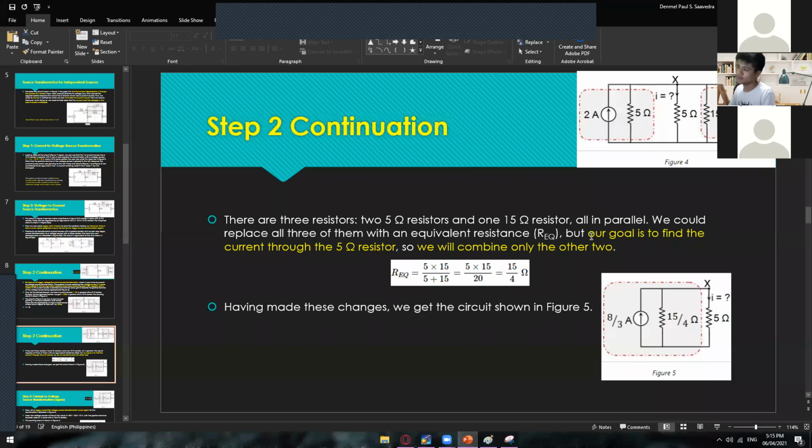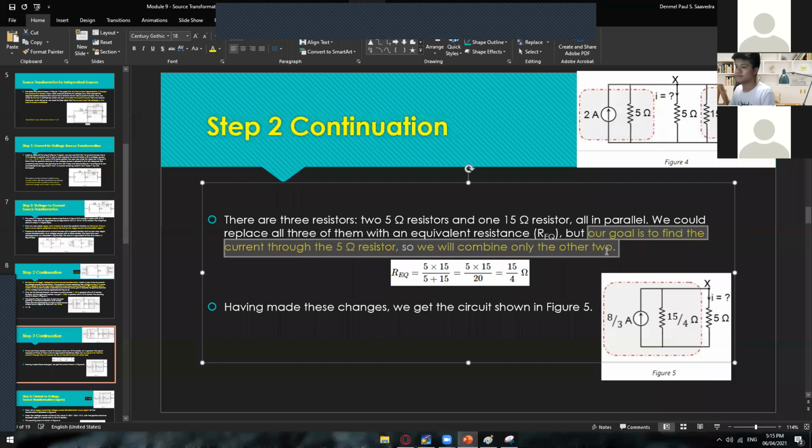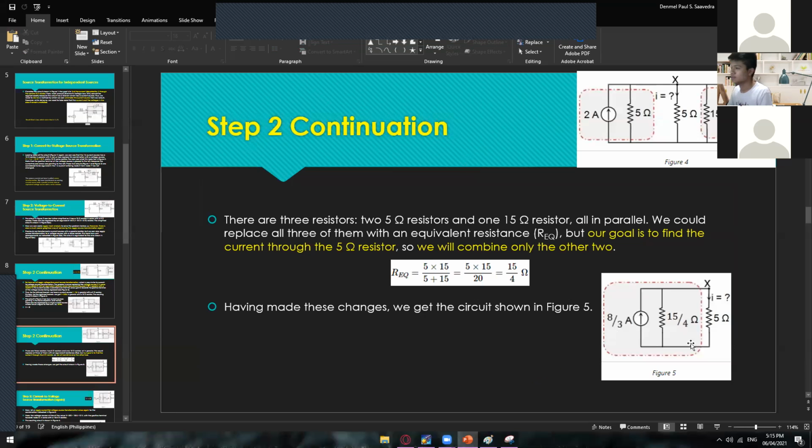Sorry, we are not yet done with our goal. Our goal is to find the current through the 5 ohm resistor. The one that we did is just to get the total current, which is the 8/3. That is the total current. The one that we need to solve is the individual current that is flowing on this node X.